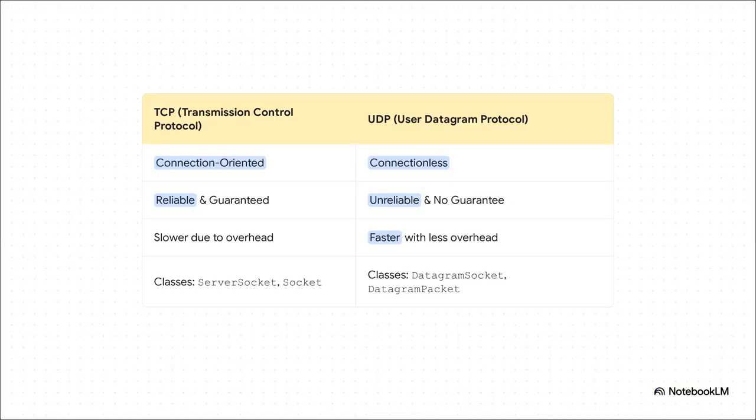This chart right here is gold. On the left, TCP, our phone call. It's connection-oriented, meaning it establishes a solid connection before sending anything. It's reliable, it guarantees every packet arrives, and in the right order. But all that checking makes it a bit slower.